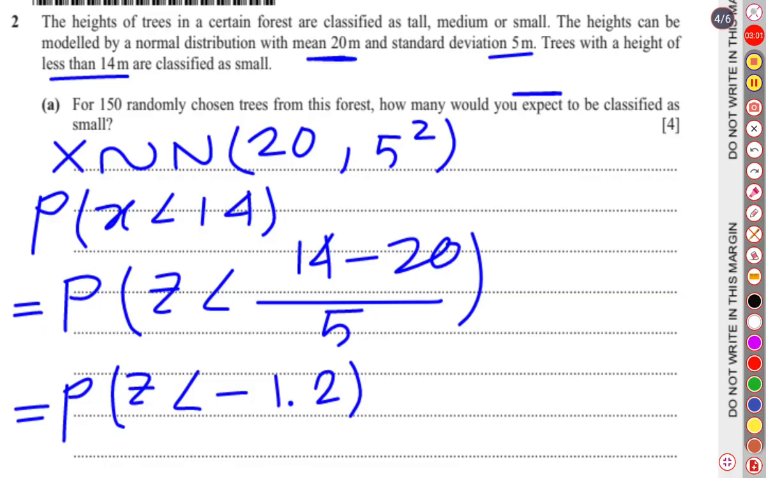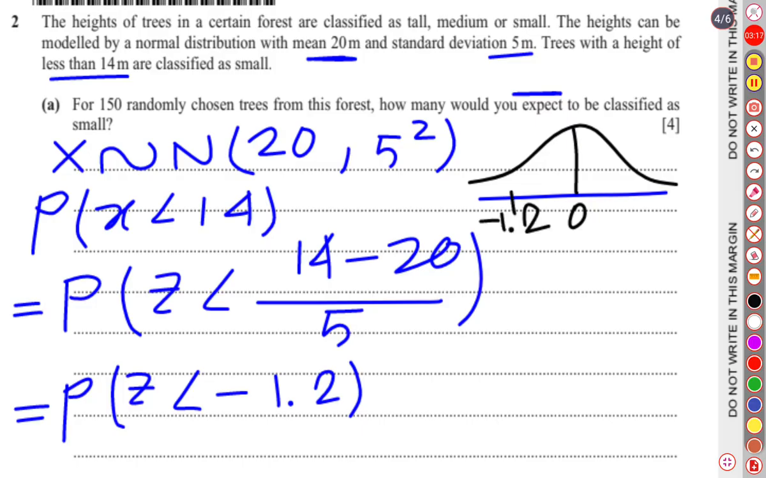So this is our normal graph. In this normal graph, if we look, a normal graph is always symmetrical. Suppose this is 0 and our value is negative 1.2. That means Z is less than negative 1.2, that means this is the left part. So this portion is our probability to be obtained.